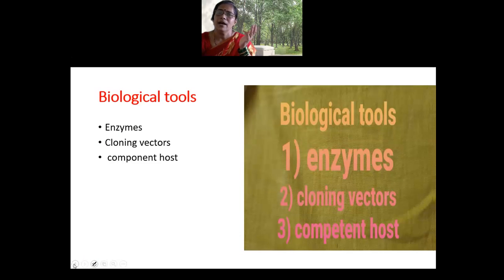Which are the different biological tools? The enzymes, cloning vectors, and the competent host. Firstly, today we are going to see only the enzymes. The enzymes are used to cut the DNA. It is a biological tool. It is also called the biological scissor, the genetic scissor, and the genetic scalpel because it cuts the DNA.